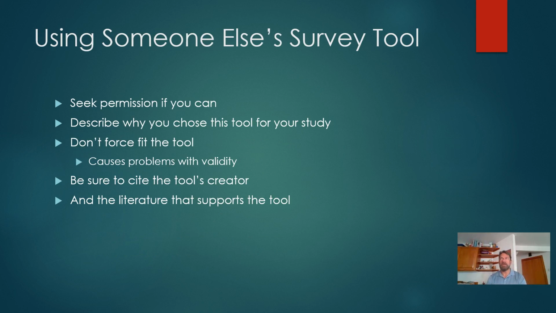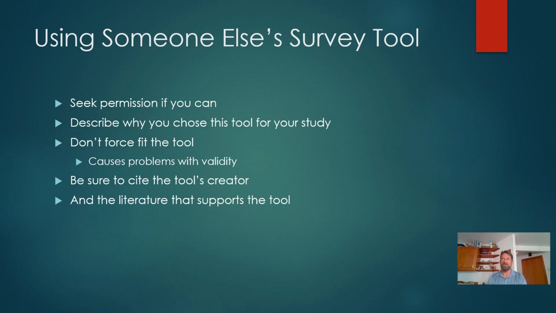You can also sometimes find a survey tool that somebody else has already created. That's great if you can find a survey tool that fits your research. I would advise you to seek permission from the researcher who created the tool. Sometimes that's possible, sometimes it's not. But if you can, it's an academic courtesy to ask permission to use the tool. In your dissertation, you would describe why you chose this tool for your study, and what relevance it has for your particular study. But don't force fit the tool.